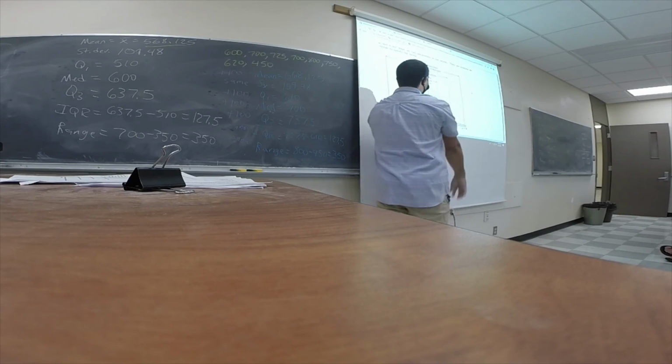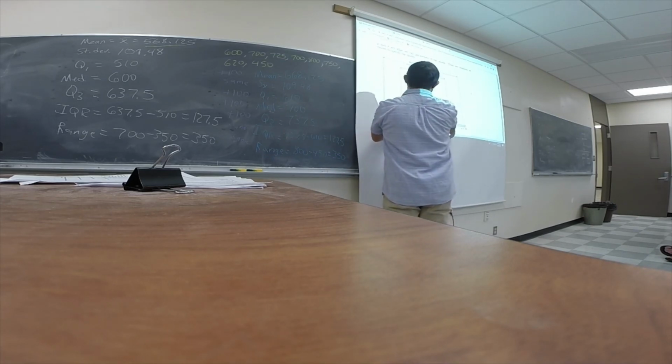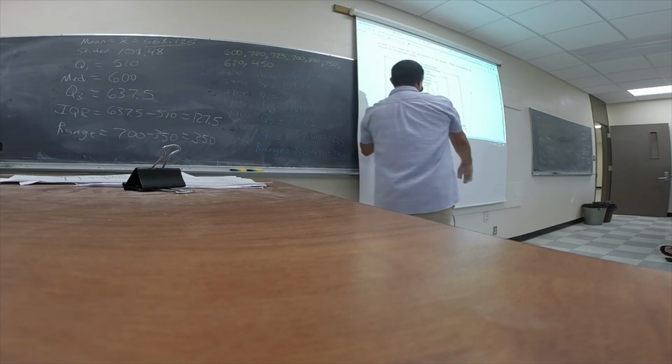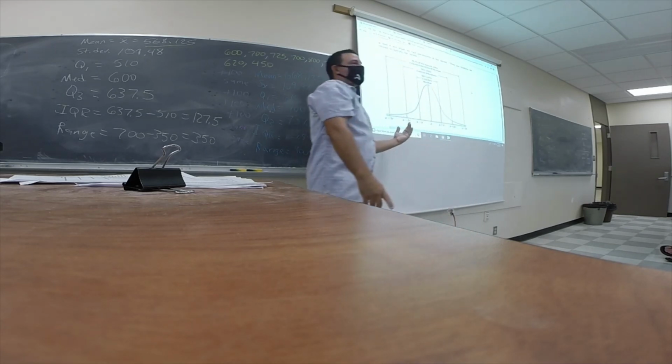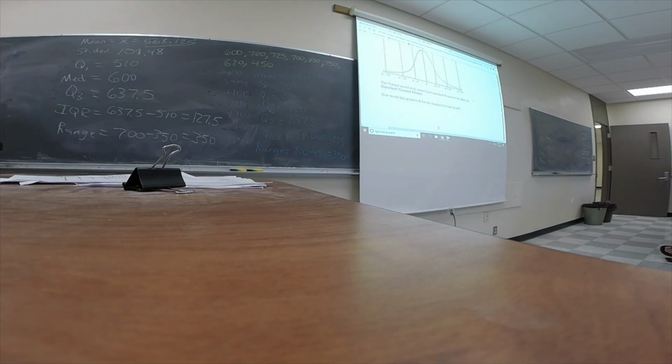Between there is 68% of my data. You've got two standard deviations to the right, two standard deviations to the left. Between those two, 95% of my data. Three standard deviations out is 99.7% of my data. So we can capture that much data by going out those many standard deviations.